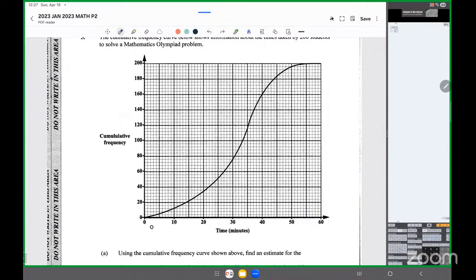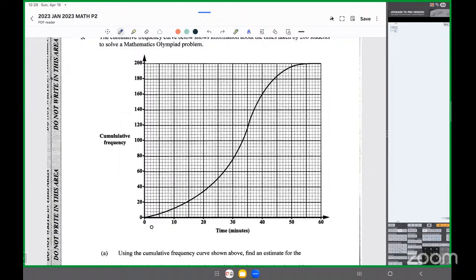Remember, the graph cannot show you the actual time that they took because they don't have that information. Once you see a cumulative frequency graph, it's either a less than time graph or a less than or equal to time graph. As soon as you start the question, you see what kind of graph it is. When it's a less than graph, they use the upper boundary values against the cumulative frequency. When it's a less than or equal to graph, they use the upper limit value against the cumulative frequency.